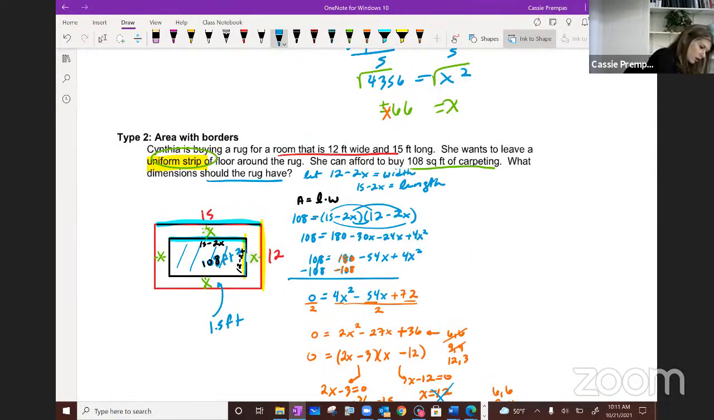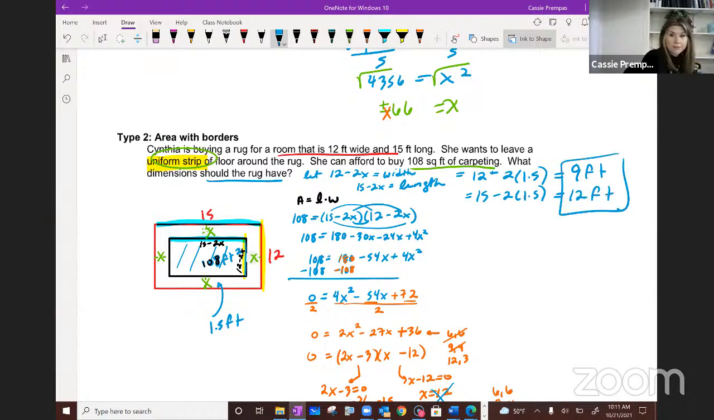It says, what should the length and the width be? The width would be 12 minus 2 times 1.5, 12 minus 3, which is 9 feet. And the length is 15 minus 2 times 1.5, 15 minus 3, which is 12. So the dimensions are 9 feet by 12 feet. That's it. Okay, let's take a look at the next type.